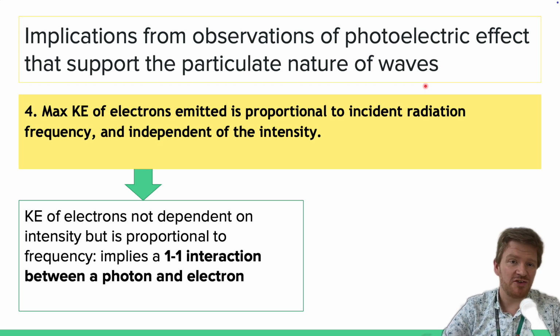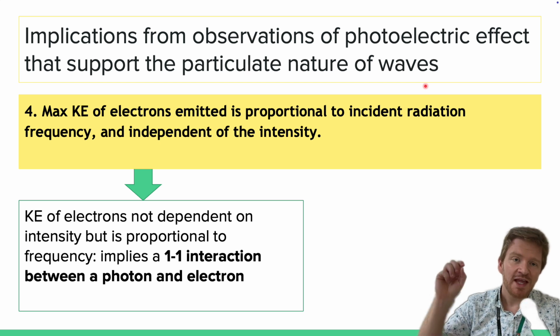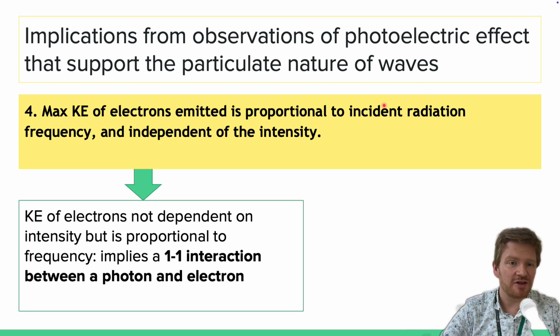Finally, the maximum kinetic energy of the electrons is proportional to the incident radiation frequency, but not its intensity. So what does that mean? Well, it means, and this is the important bit, there's a one-to-one interaction between one electron and one photon. One electron on the surface of this metal can absorb or interact or do something with a photon, and we'll see later what it actually is doing, and that gives it enough energy suddenly to escape. But it's a one-to-one interaction. If it has extra energy left over, it can convert that into kinetic energy, and we'll explain what that means next.